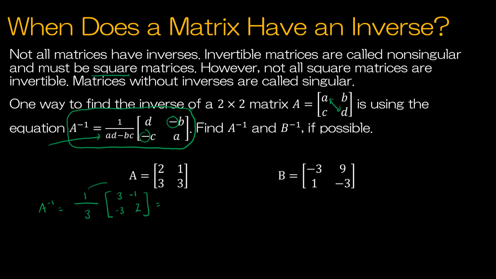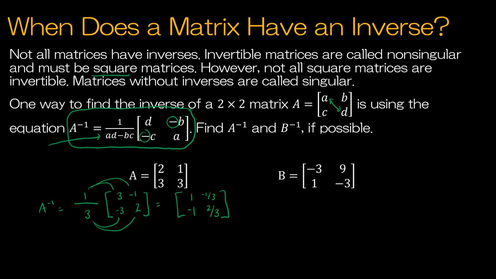So I'm taking 1/3 times 3, and that gives me 1. 1/3 times -1, so -1/3. 1/3 times -3, so -1. And 1/3 times 2, so 2/3.